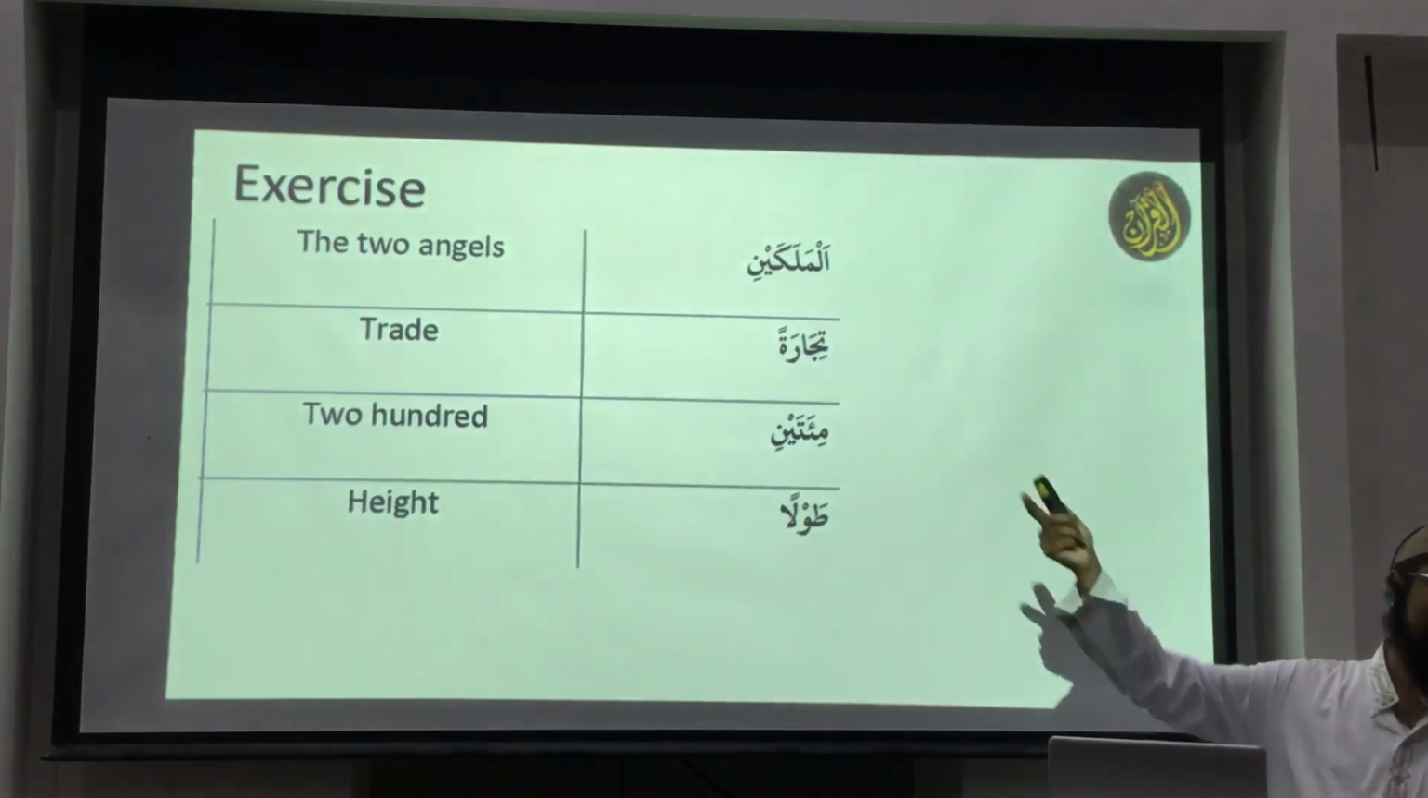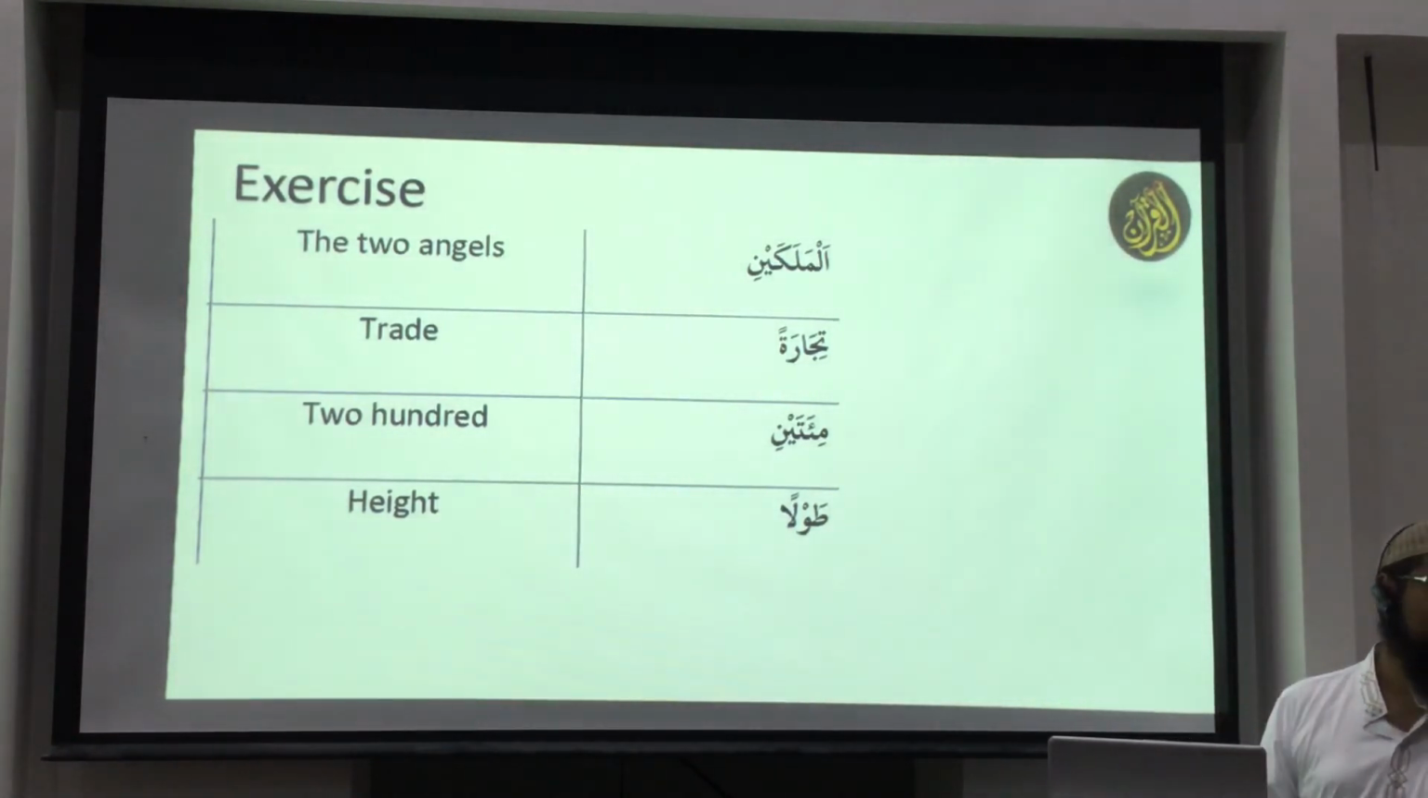Al-Malakaini. It obviously gives you the number already. They're the two angels, so it's a dual. The meaning of Al-Malakaini is two angels. Okay. This word is also from the Quran.